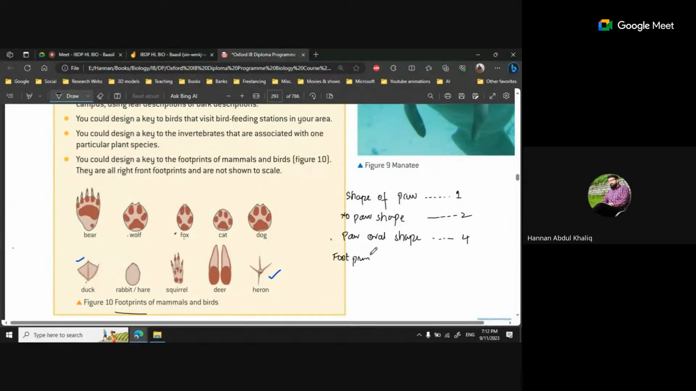Footprints divided by three bones. Move to... did we write four over here? No, not four. Which one was... this is one, this is two. Then we should have given this the number three.